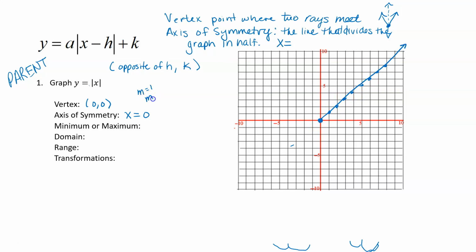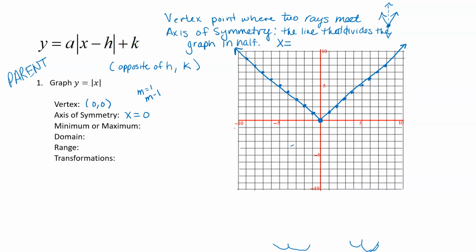Now we need to do it for the other side. So our slope's going to be -1. Starting here, we're going to go left 1, up 1. We're going to use both the negative and the positive versions, because anything inside those absolute value bars is positive. All right, so there's our parent.